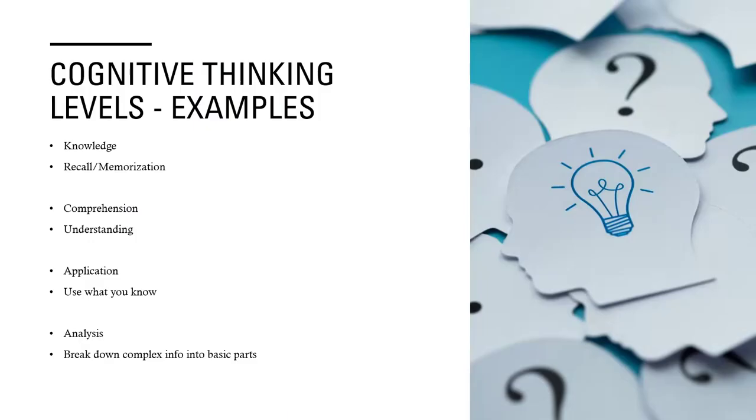Knowledge. What are we recalling? Is it lab values? Comprehension. What's our understanding of the content and our foundational knowledge? Application, using what we know. For example, the blood pressure that we're getting is an abnormally low or high number. We want to verify that information. We may have to actually check that blood pressure manually just to verify.